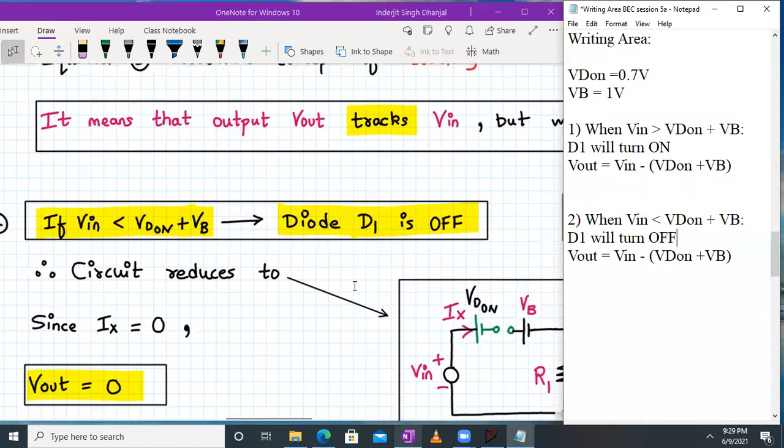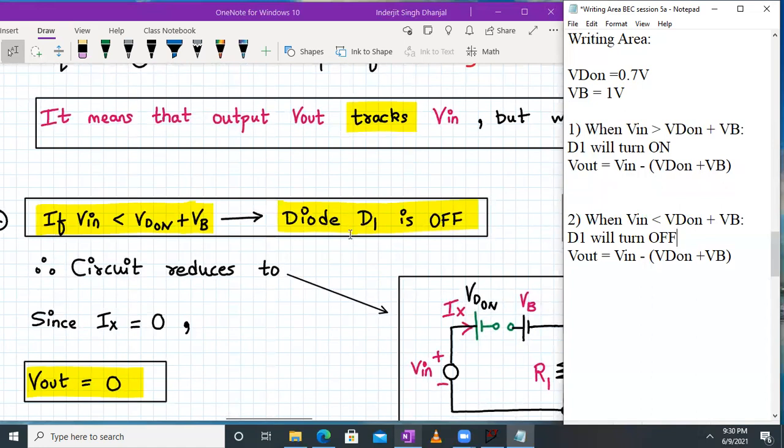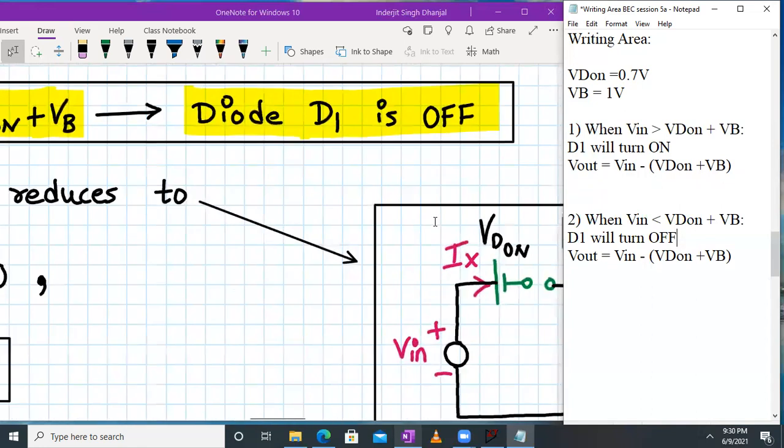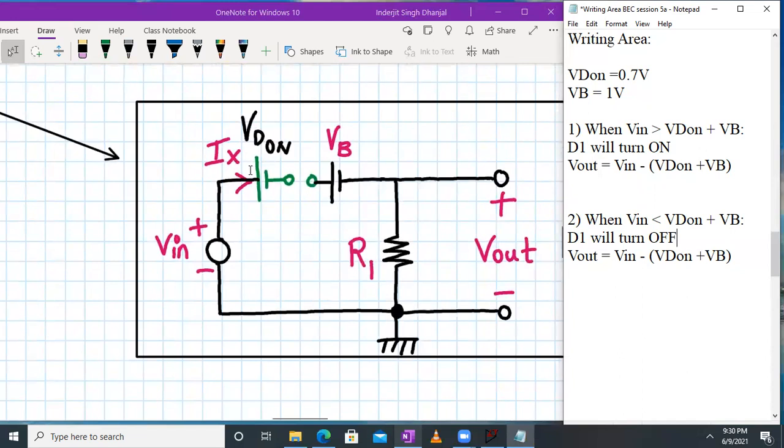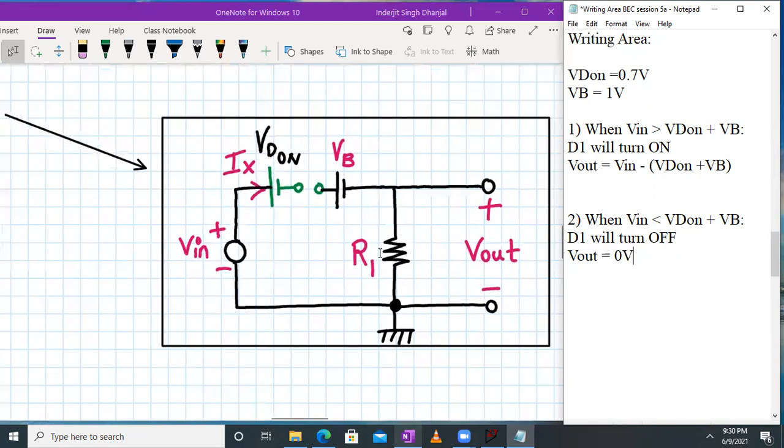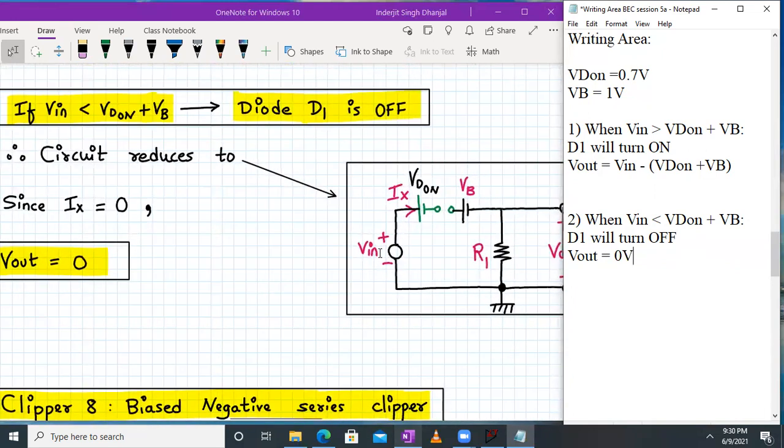Okay, so V in is less than VD on plus VB, diode D1 is turned off, and we have an open circuit over here. So current Ix will be 0. That means no current will flow to the resistor. That means my output voltage is 0. My output voltage is 0 volts when the diode is off. Okay, pretty straightforward for series clippers.